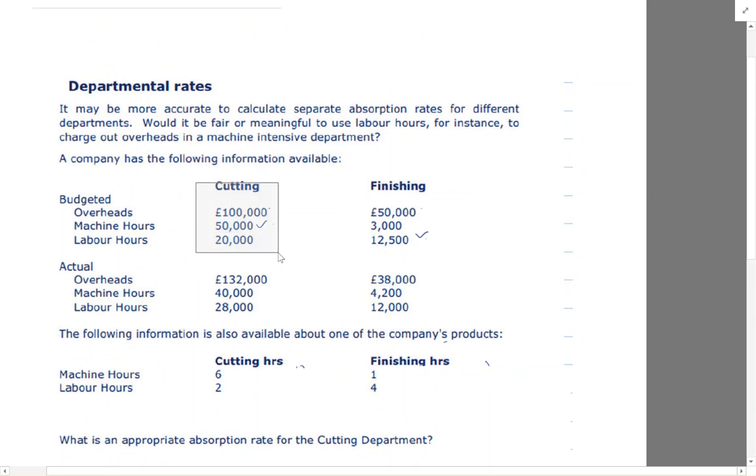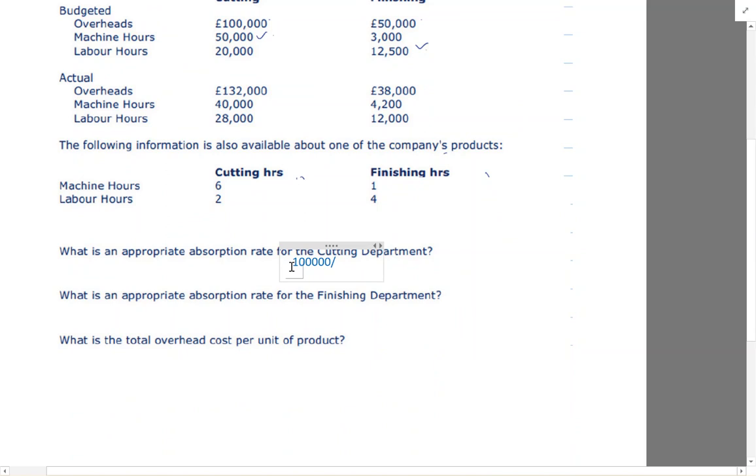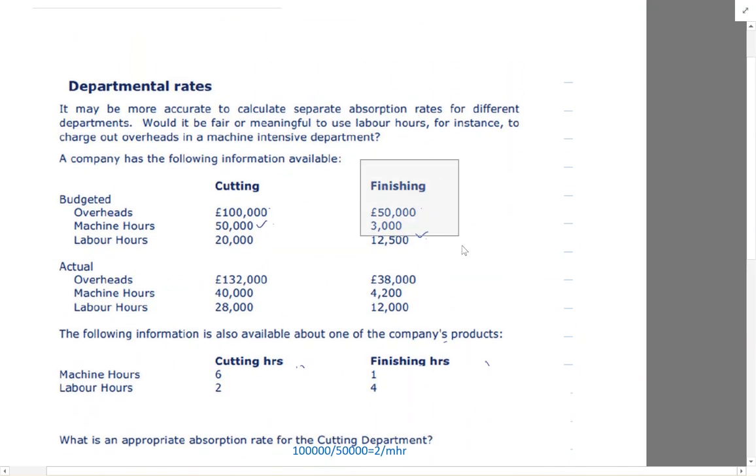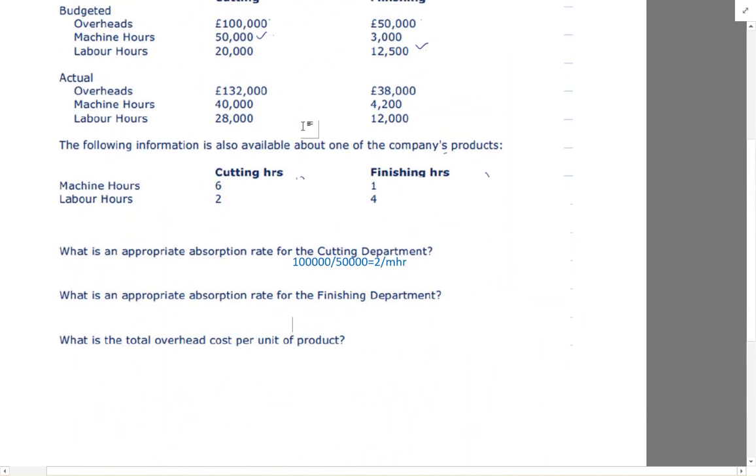In cutting department, what would be a fair rate? Would it be using machine hours or labor hours? Because machine hours is more, it means more work is done with machines, so overheads would relate more to machine hours. So machine hours rate would be better. So we'll take 100,000 divided by 50,000. We will have 2 per machine hour. In finishing department, because more labor hours is done, so rate using labor hours would be better. 50,000 divided by 12,500. 4 per labor hour.